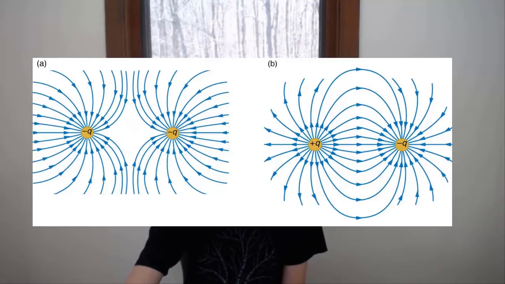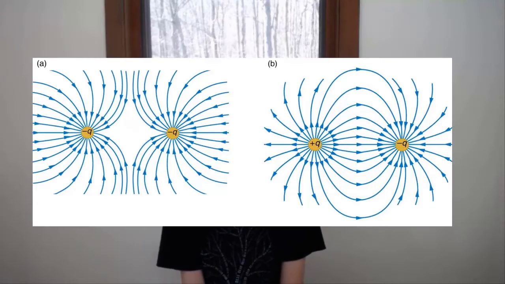Electric fields can be drawn as electric field lines around charges. These lines begin at positive charges and end at negative charges, and are denser where the field is stronger.